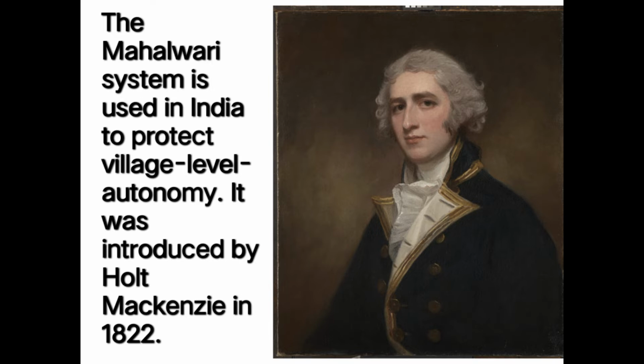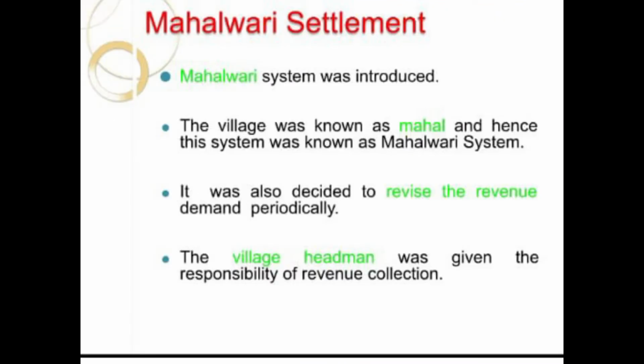This is the man who introduced the Mahalwari system. Mahal means village. This is Lord Holt Mackenzie. In 1822, the Mahalwari system was introduced by him. It gave autonomy to the tax collector. The Mahalwari system was introduced because the zamindars failed to do their job and the company was not satisfied. The village was now called a Mahal, and hence this system was called the Mahalwari system.